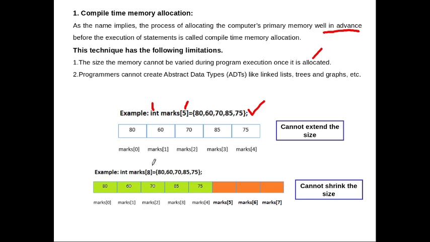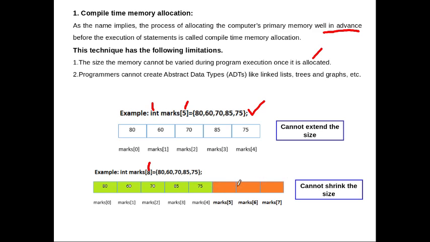Let us consider another example. Here we have declared an array variable marks, and the maximum size is 8, so 8 elements can be stored. Soon after execution of this statement, 8 memory locations will be constructed. Out of these 8 locations, we are storing only 5 elements, and the remaining 3 locations are empty. Suppose I want to shrink this array, then this is not possible.